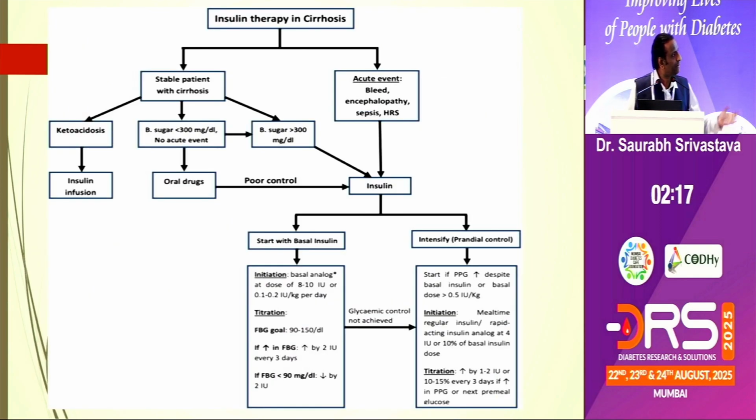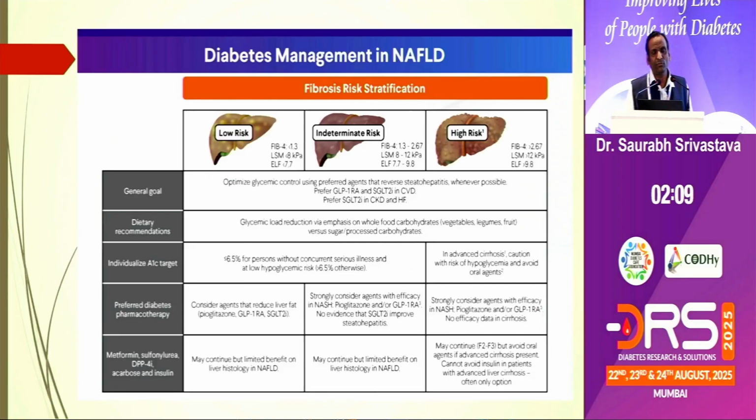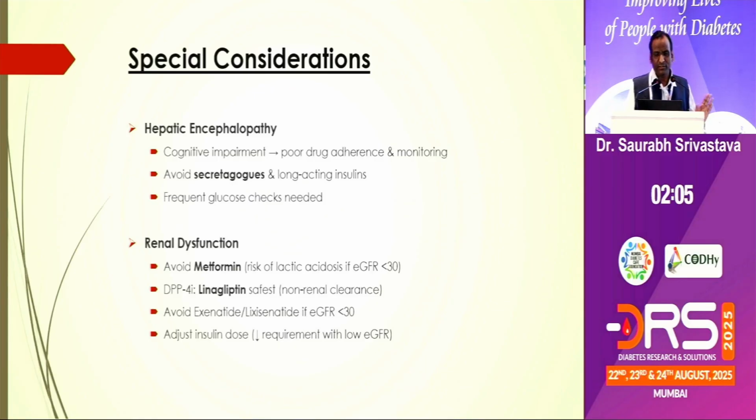This is the titration regimen which I have already told about: we start off with 0.1 to 0.2 units per kg body weight, and we increase gradually. The fasting plasma glucose target is 90 to 150. In NAFLD, as sir has already discussed, coming to special considerations in patients with hepatic encephalopathy having cognitive impairment, we should avoid secretagogues and long-acting insulin, and frequent glucose checks are needed.